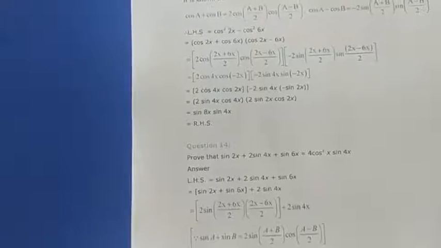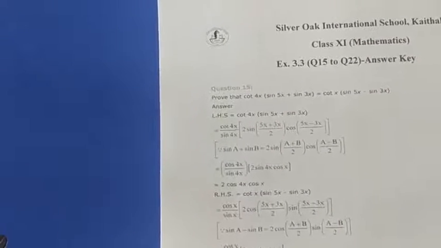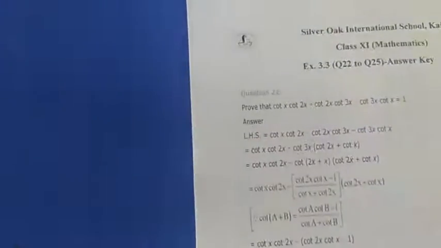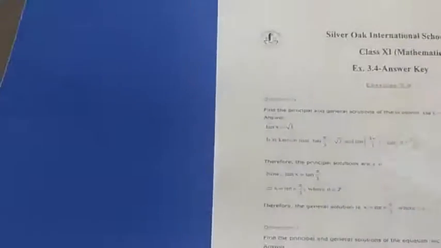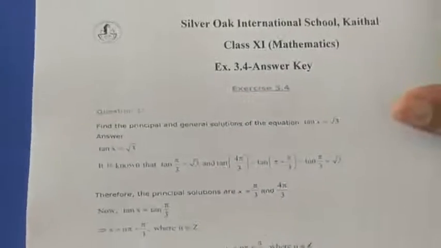Now we are doing the last exercise, 3.4. In exercise 3.4, we will find the general solution and the principal solution of the given trigonometric values. Right? The general solution and the principal values, how will we find them? We will find them with the help of angle values.